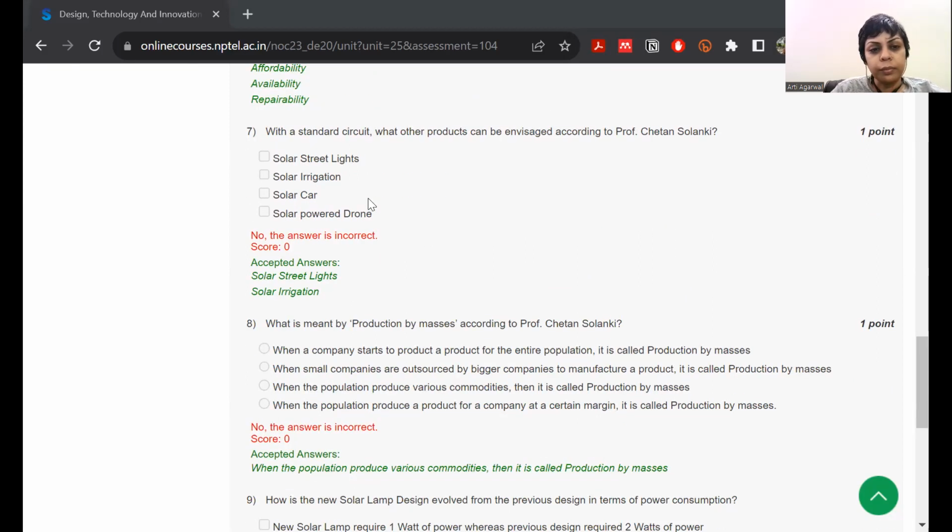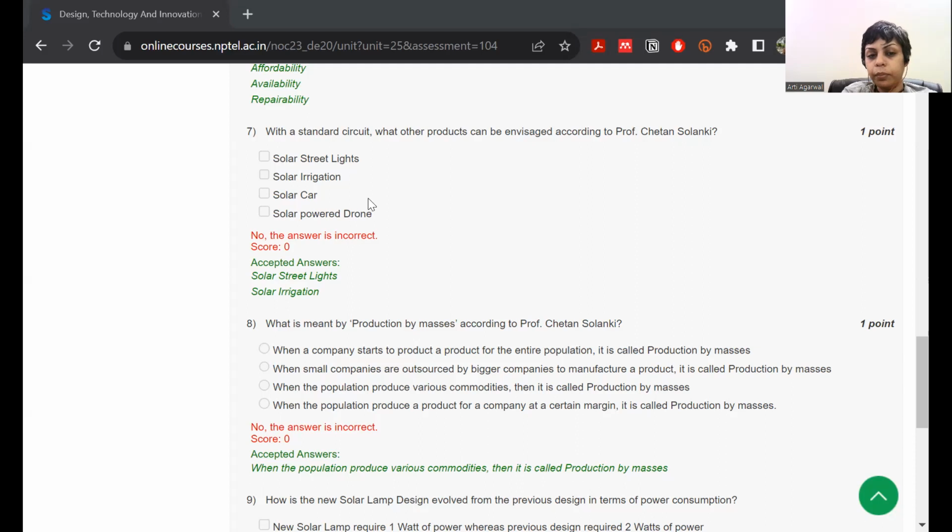Okay, question number seven. With a standard circuit, what other products can be envisaged according to Professor Chetan Solanki? In this, what they made was only the reading light, which had a very low wattage and a limited range. The light would not spread to a very big area, it would spread to a very small area.